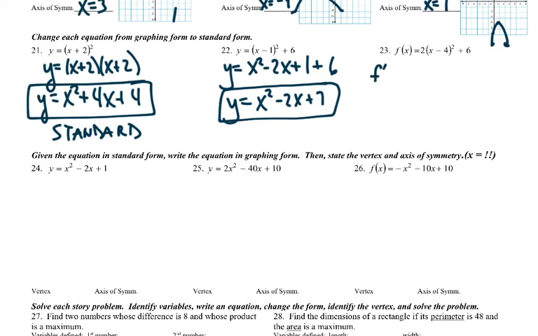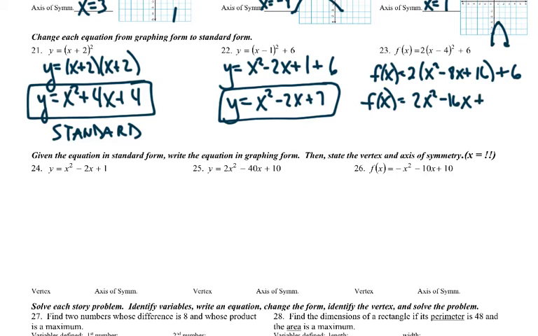Here I changed it to f of x notation and then added that 2. So I usually keep that 2 outside there at first, and then it's going to get distributed. So 2x squared minus 16x, and then it's going to be 32 plus 6, or just 38.